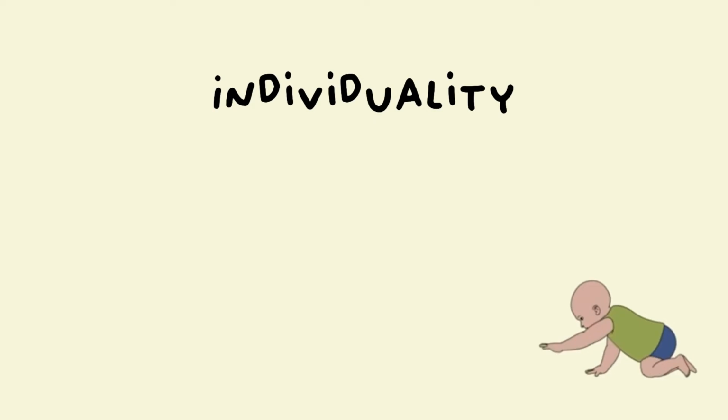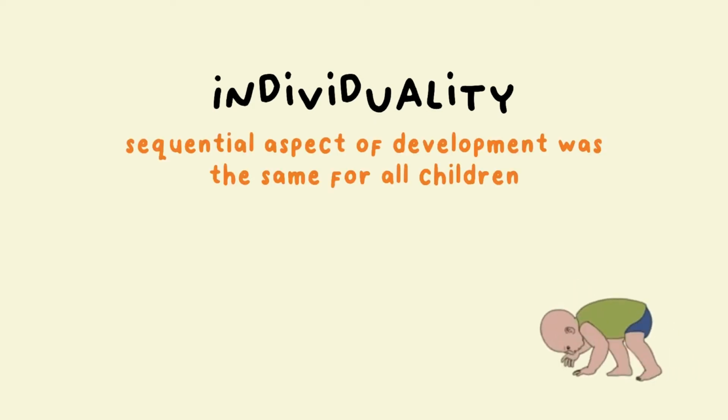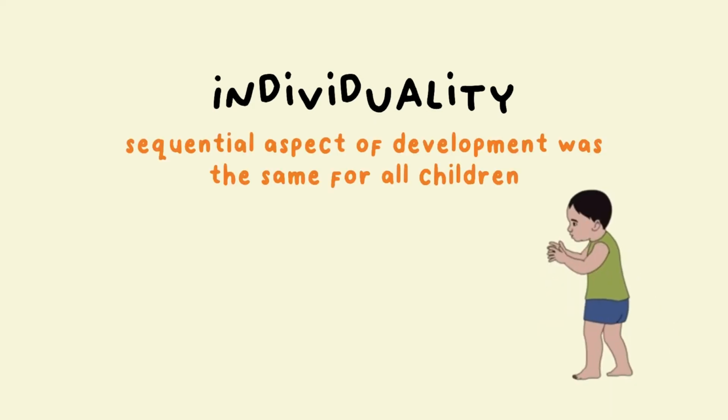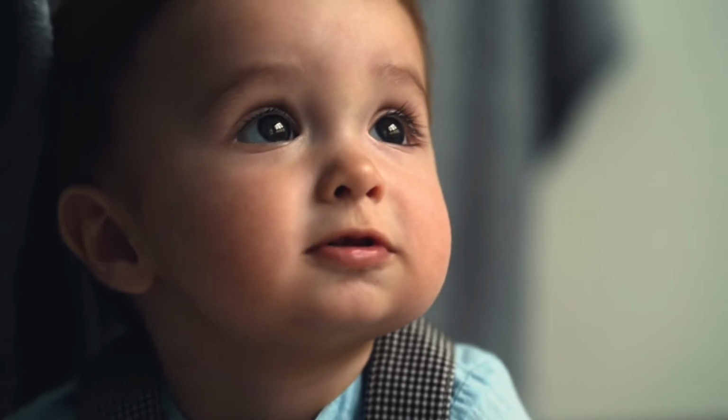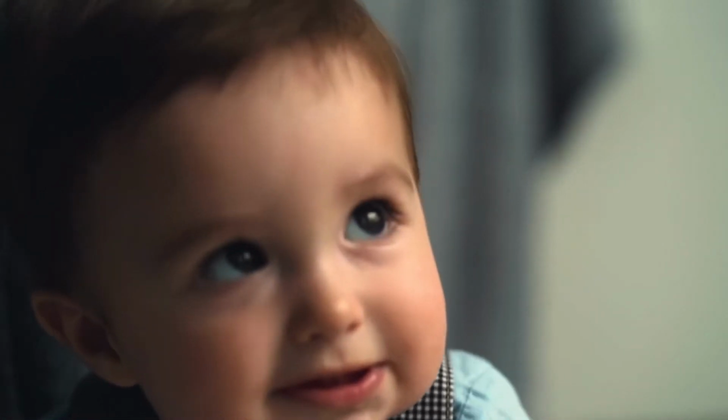Gesell also explains about individuality. In his view regarding individuality, he stated that the sequential aspect of development was the same for all children, but there was a difference in the rate. He said that the rate would vary according to the temperament and personality.